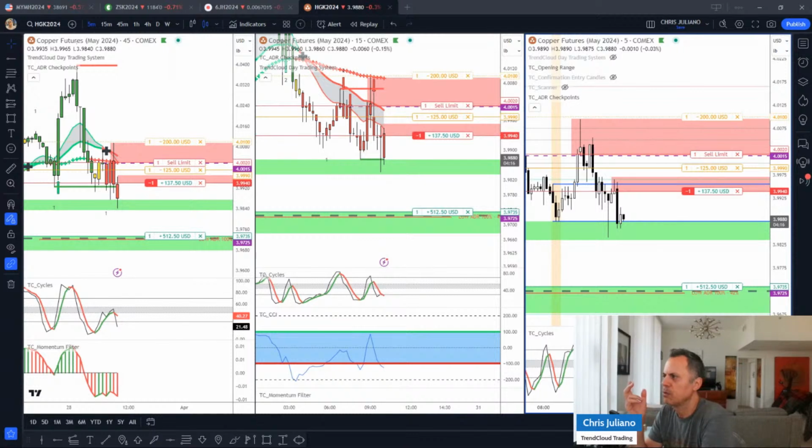So you see how we took our TrendCloud theory and applied it to a strategy. We took our TrendCloud trade plan and we applied it to the opening range breakout strategy. We also took our TrendCloud trade plan and applied it to supply and demand zone selection. So we did two things today that got us into this trade, got us into the green.